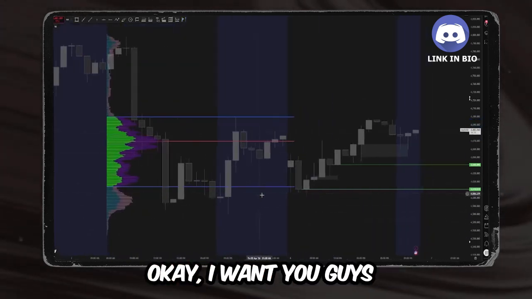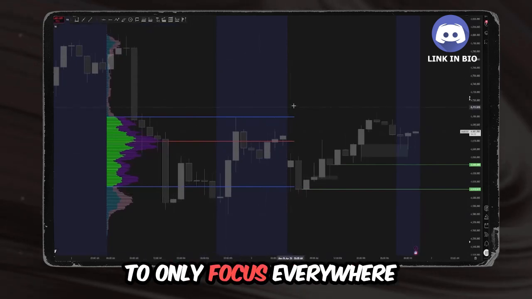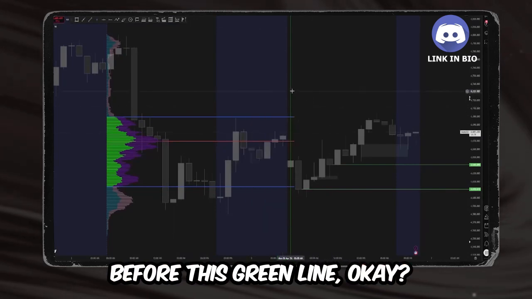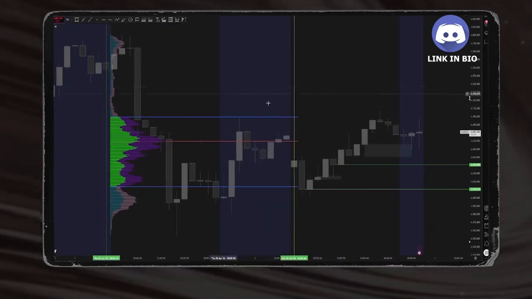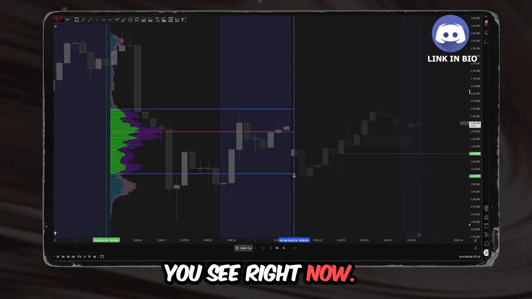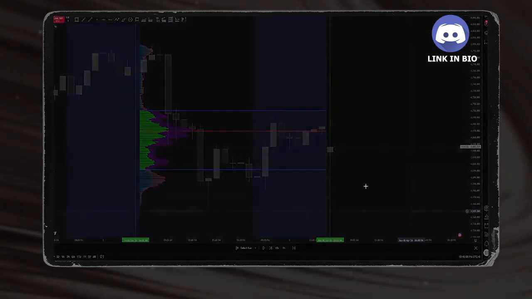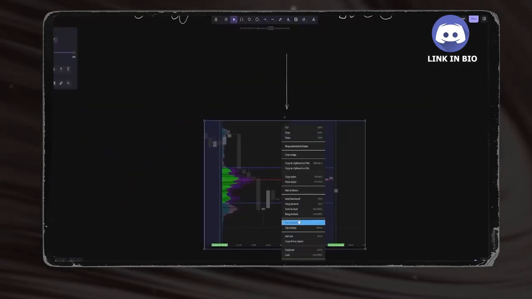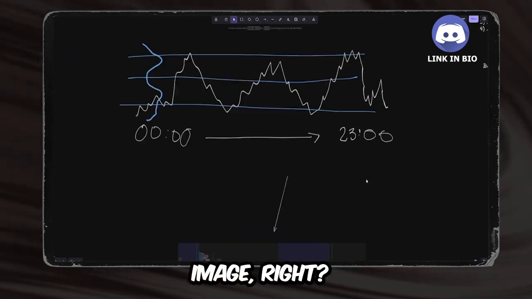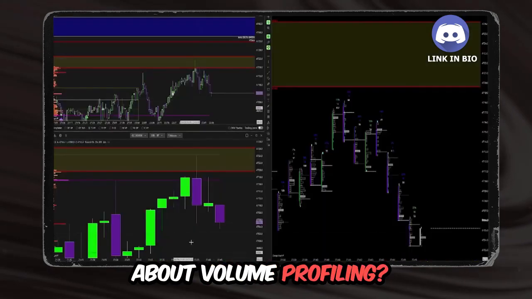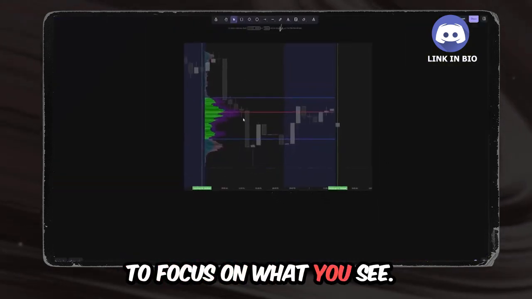Got it? Okay. I want you guys to only focus everywhere before this green line. And after this, ignore everything you see right now. Now I want to screenshot this, bring it here, and lock this image. Now remember the thing I told you guys about volume profiling. Now I want you guys to focus on what you see.